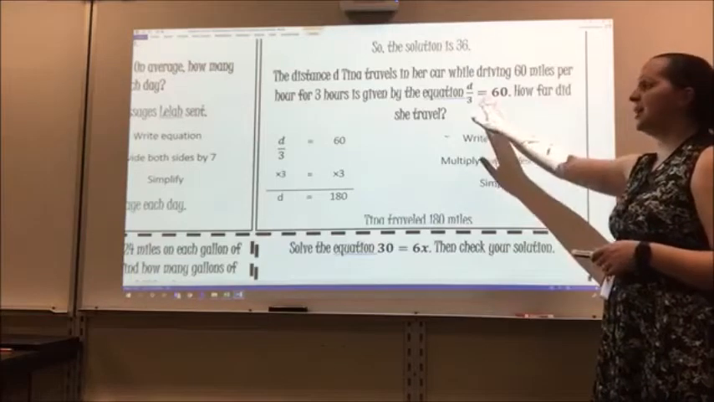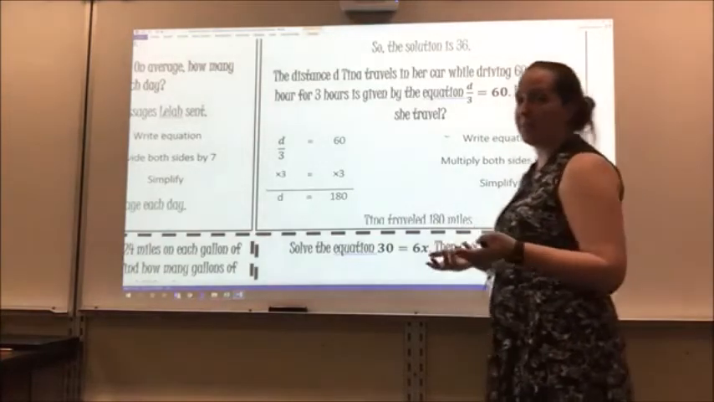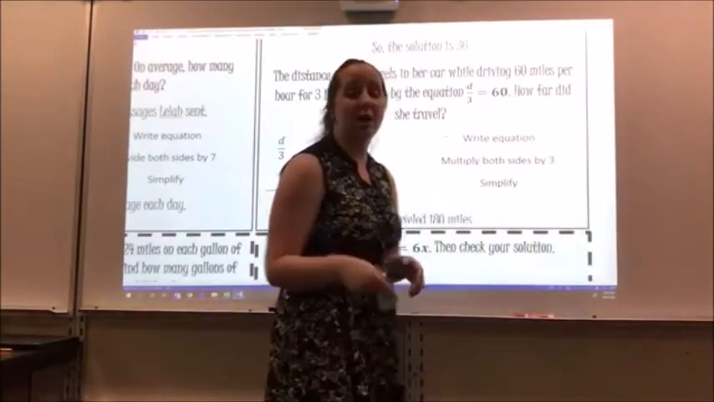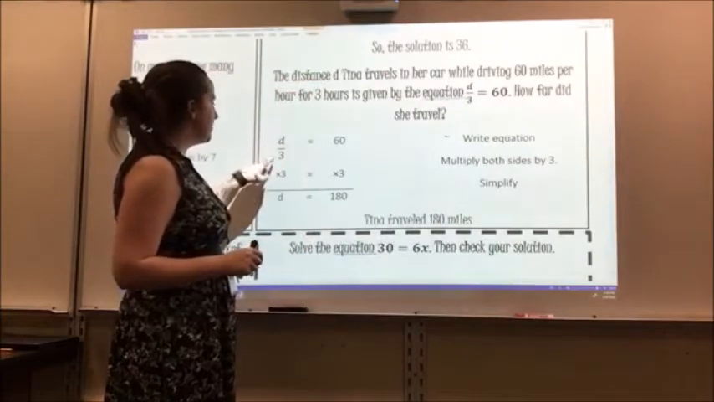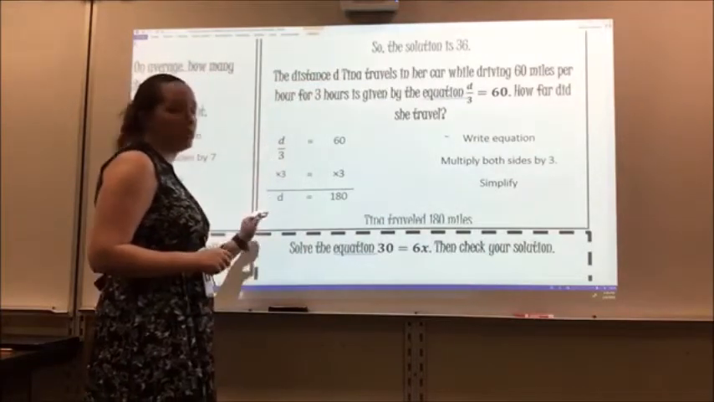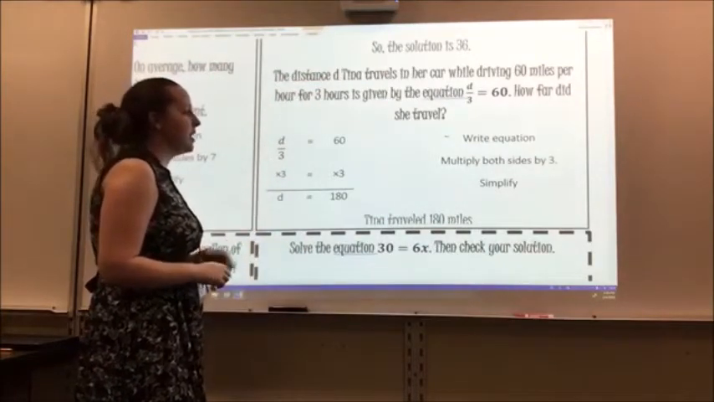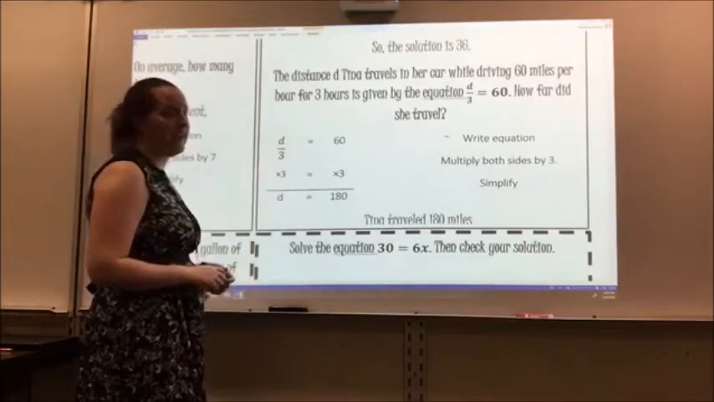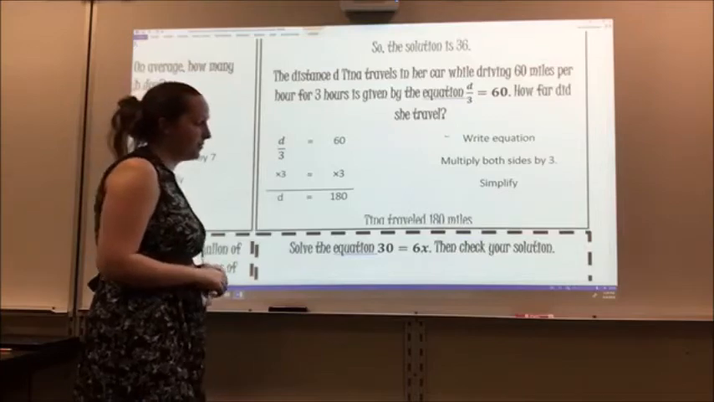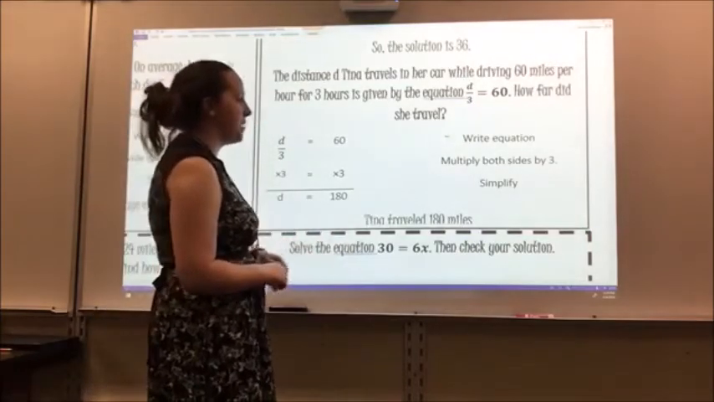So again, I'm using division, so I need to use the opposite of multiplication. I need to multiply both sides by 3. D divided by 3 times 3 just gives me D, and 60 times 3 is 180. Again, you can double check, substituting it back in for D and solve it. Okay, so Tina traveled 180 miles.